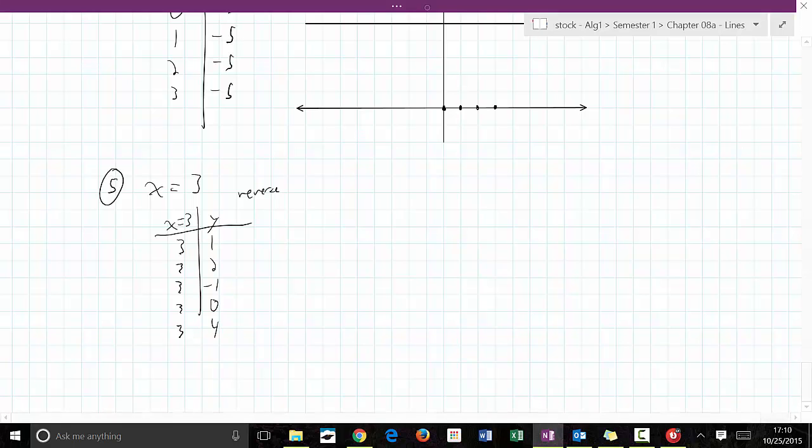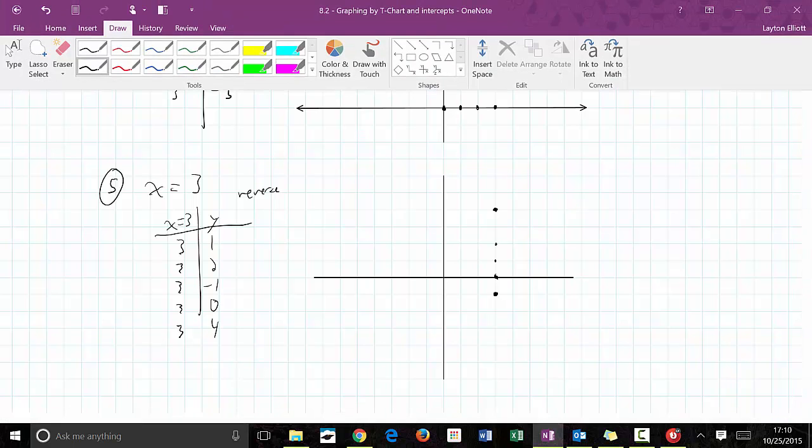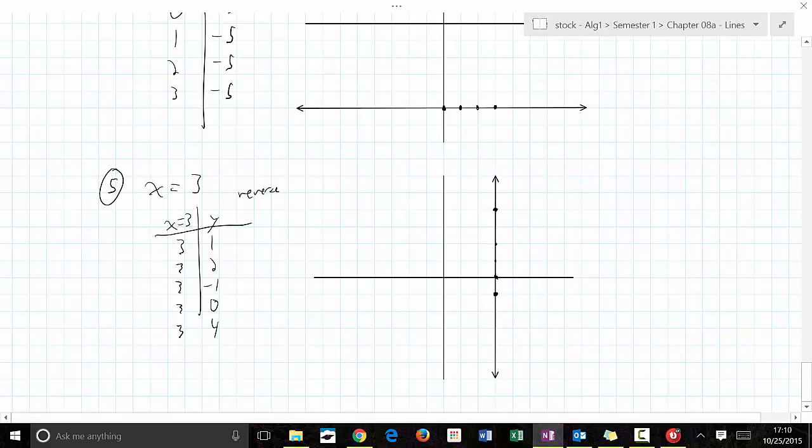And as I graph that and just put these ordered pairs down, I know that when x is 3, y is 1, y could be 2, y could be 0, y could be negative 1, y could be 4. You see what's happening here. They're all vertically aligned, and this is a vertical line. When I connect it, I just connect it as a vertical line.